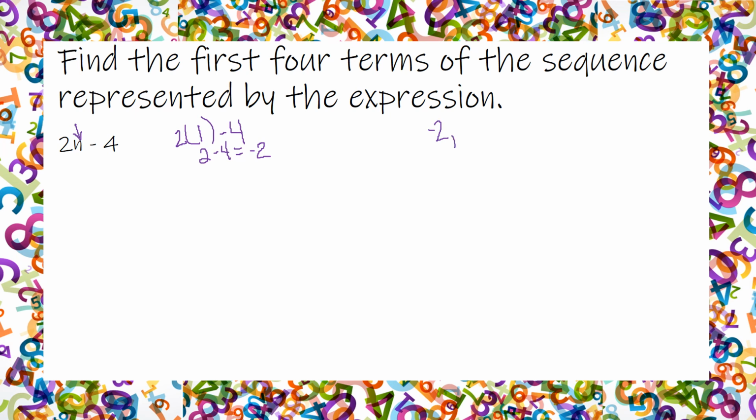And then we're going to look for our second term. Well, in the n spot this time, I'm going to plug in a 2. So 2 times 2 minus 4. So 2 times 2 is 4. 4 minus 4 is 0. So I've got 2 terms. Now I'm going to look for the third one. 2, there's a 3, minus 4. So 2 times 3 is 6. Minus 4 is 2.